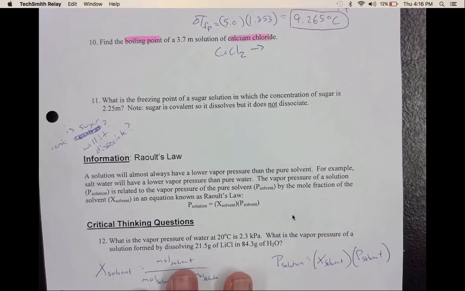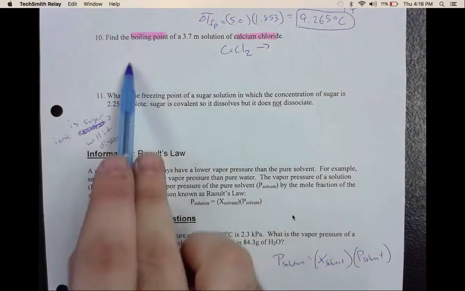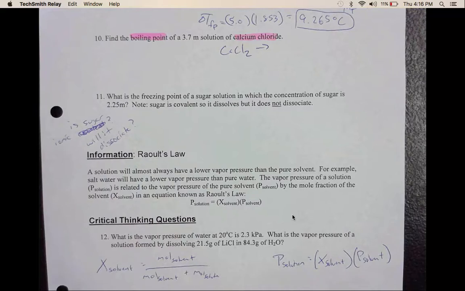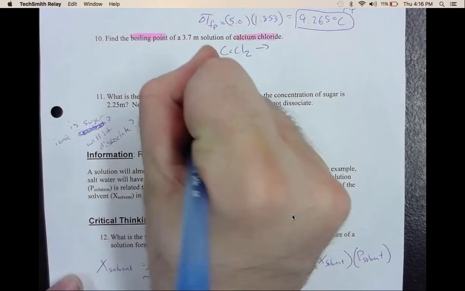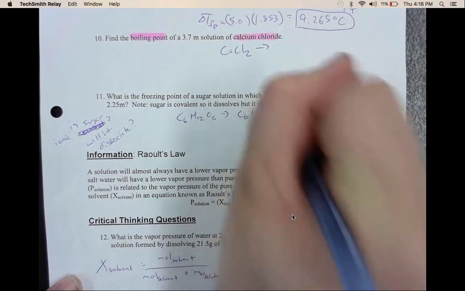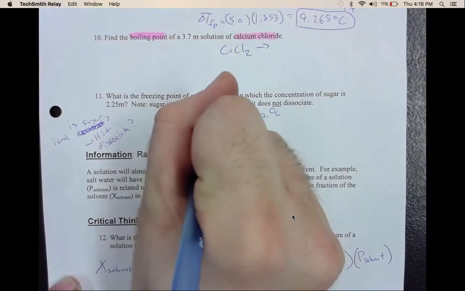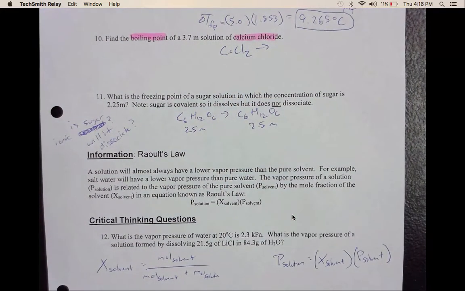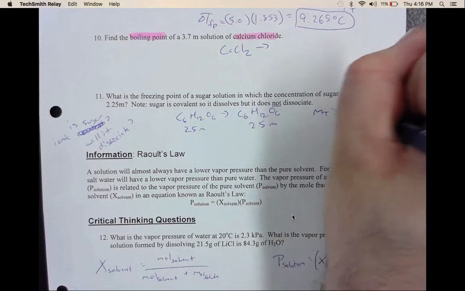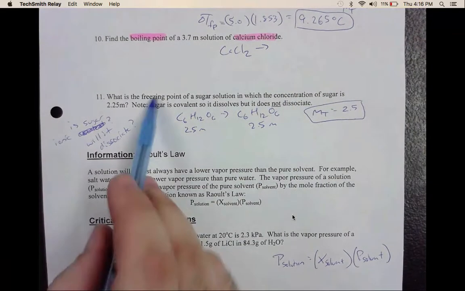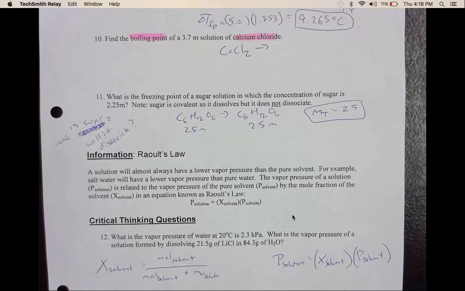Question 11. Question 11 is very similar to 9 and 10, but again we're using sugar. Remember guys, sugar will not dissociate in water, so your reactants will look exactly the same as your products. So if you have 2.5 molality of that, then you will have 2.5 molality of sugar at the end. So your total molality for this problem will be 2.5. Make sure you just pick the right equation for freezing point, pick the right freezing point depression, and then solve.